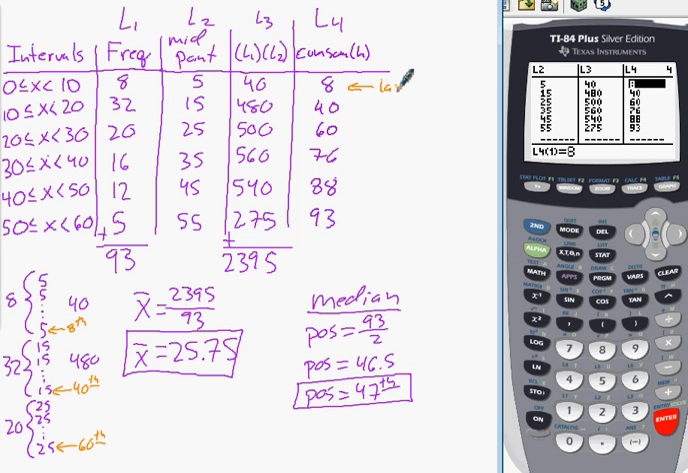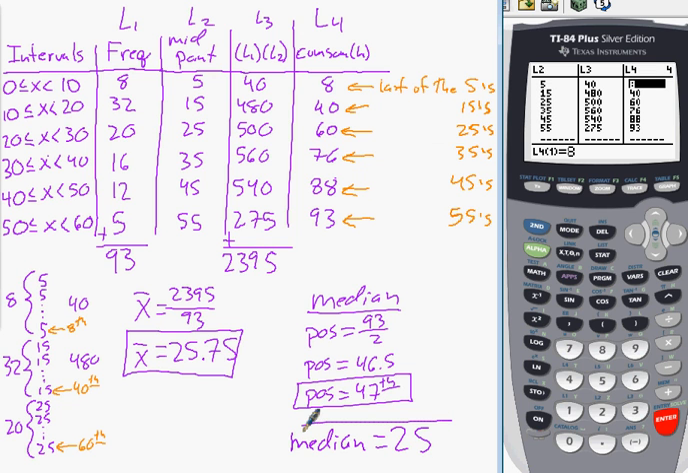And this is the last of the 5s. This is the last of the 15s. This is the last of the 25s, and so on. And so no matter where your median position is, you can figure out what number is in that position by doing this cumulative summation. And it turns out, as we said before, that looking for the 47th, we go past the 40th, so it has to be in this 25. So the median is going to be equal to 25.